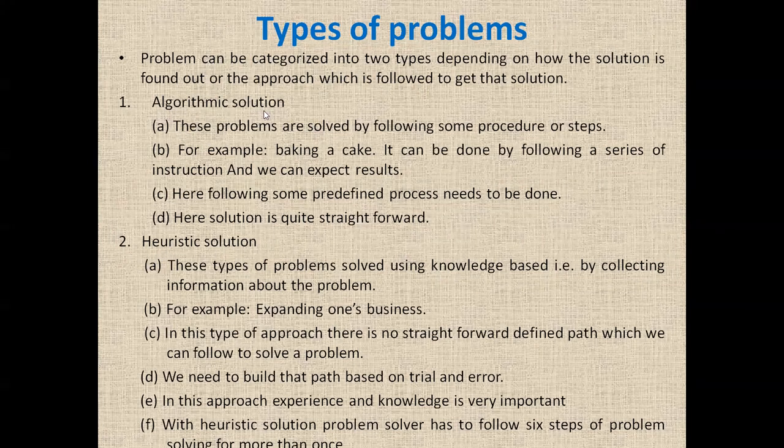Algorithmic solution is nothing but what? In this case, these problems are solved by following some procedure or steps. So in case of algorithmic solutions, you know about the procedure which you need to follow. One example is baking a cake. If the problem is baking a cake, you already know the procedure. So you have to follow those instructions and you will get an output here. So in case of algorithmic solution, your steps are already defined. You need to follow those steps, that procedure, and you will get the output here. While heuristic solutions are nothing but what?